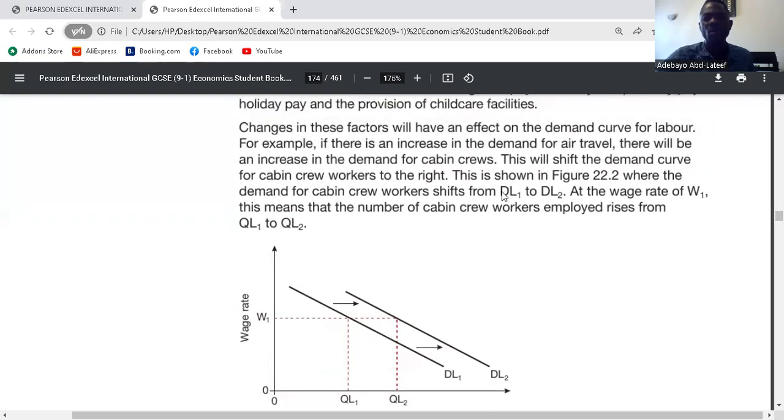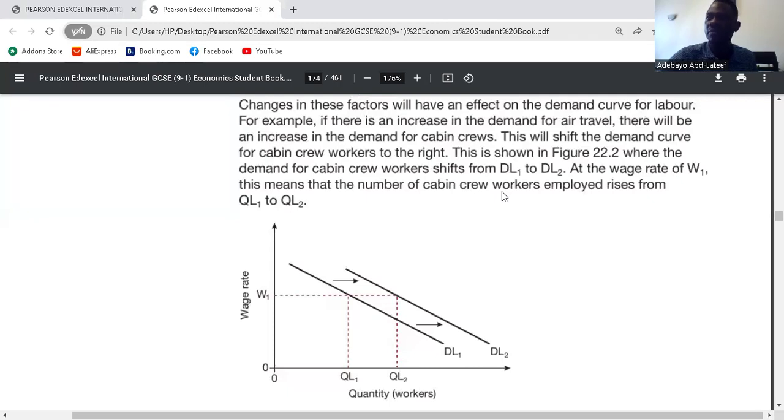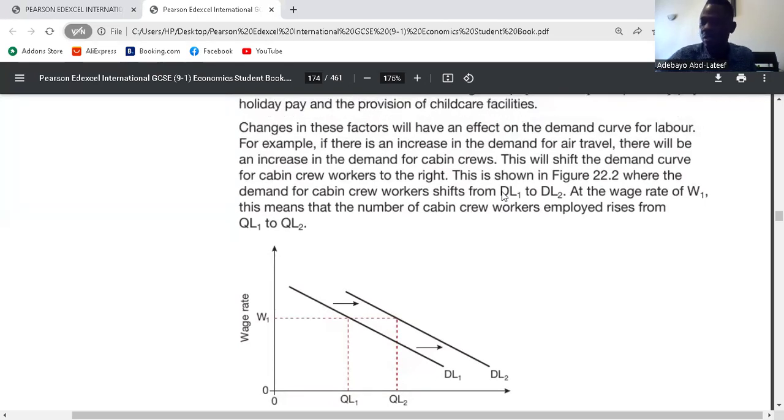So what they're saying is there's going to be a shift in demand for labor if other things that are needed for labor increase. They are making an example of air flight here. If the demand for air travel or air flight increases, there will be an increase in the demand for cabin crew. So if air flight is increasing in terms of demand, you will need the cabin crew to meet the demand in the market. So that will shift the demand for labor from DL1 to DL2.